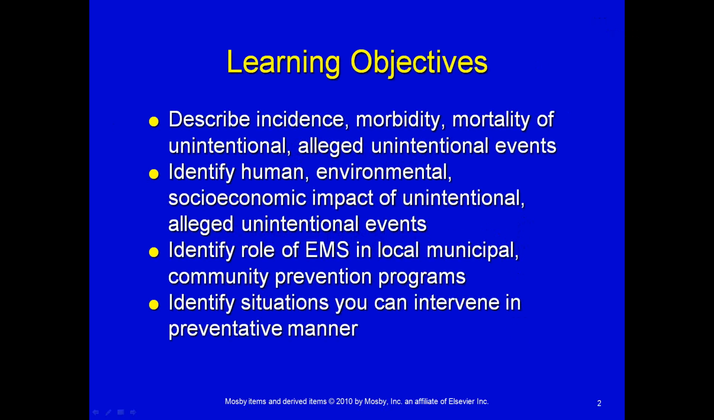Some of the objectives we hope to cover in this chapter include describing the incidence, morbidity, and mortality of alleged unintentional events. We're going to identify the human environment, the socioeconomic impact of alleged unintentional events. We're going to identify the role of EMS in the local, municipal, community prevention programs and identify situations where you can intervene in a preventative manner. We'll document the primary and secondary injury prevention opportunities. We'll recognize ways that culture plays a role in injury patterns and identify some national resources available for injury prevention data, strategies, and activities.